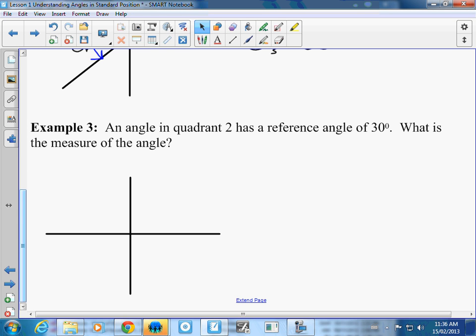And again, it's a sketch, right? So you have to be really exact when you do this. You know which quadrant it's in. You know that the reference angle is 30. You know which line it goes to. Then you can tell me what the real angle is.